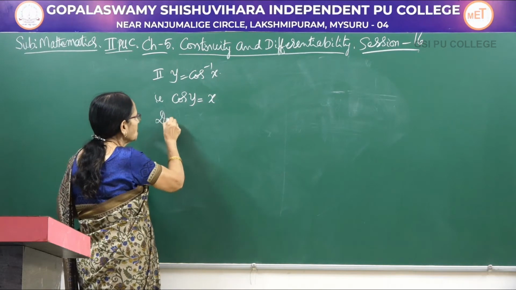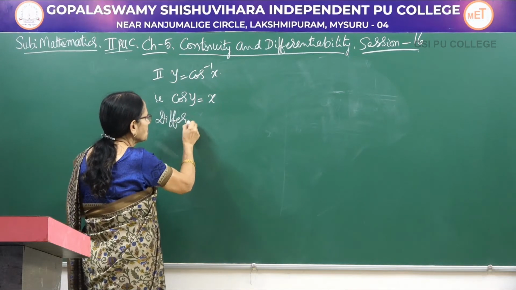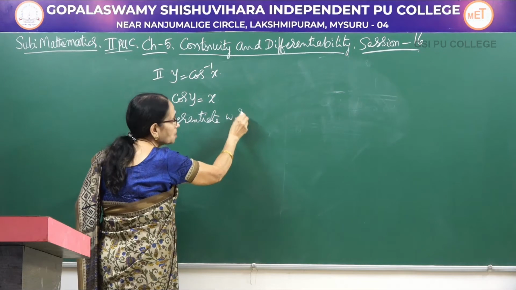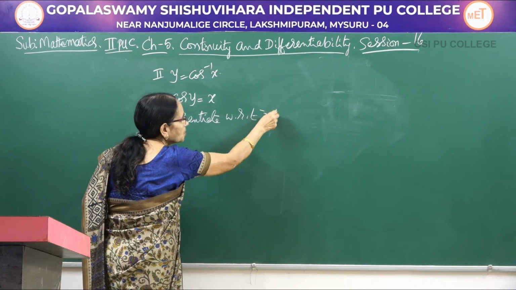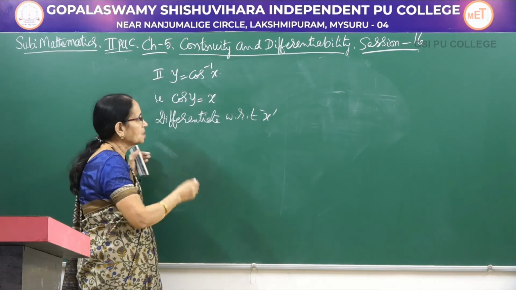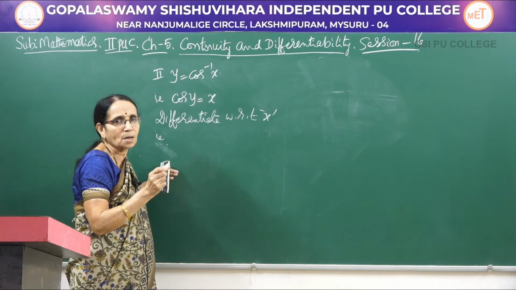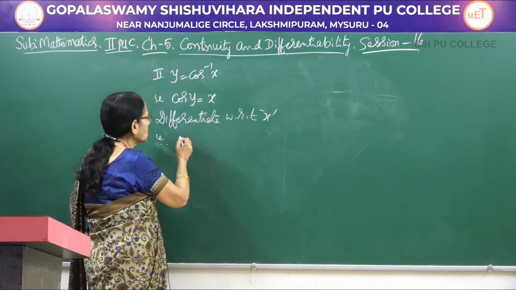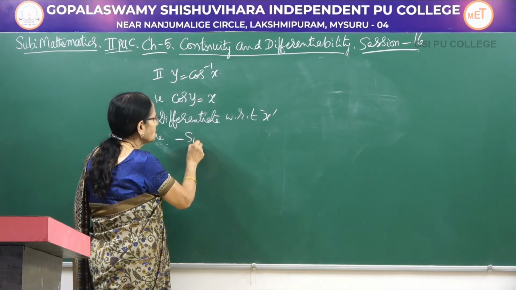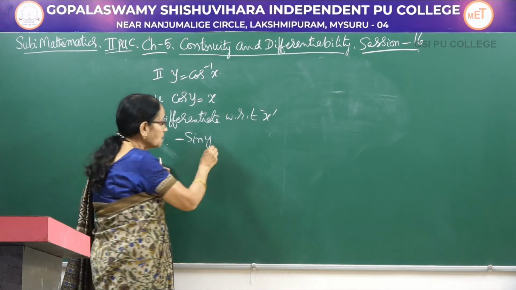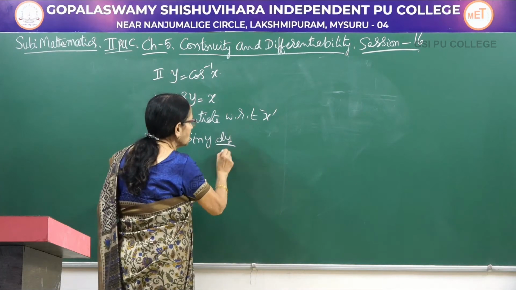Now, as usual, differentiate with respect to x. You know that the derivative of cos x is minus sin x. So you can write it as minus sin y. So cos y becomes minus sin y, and y becomes dy by dx.